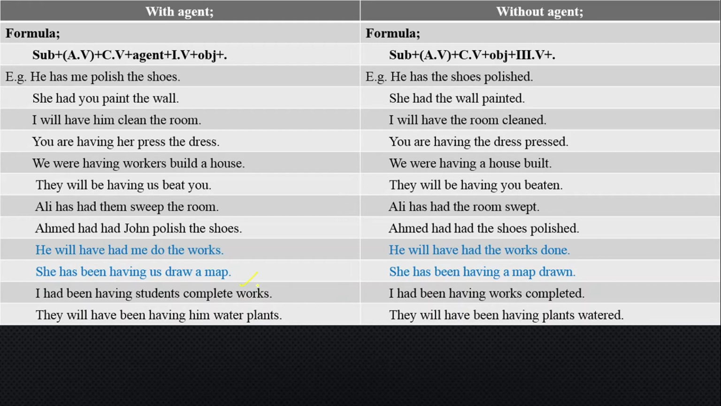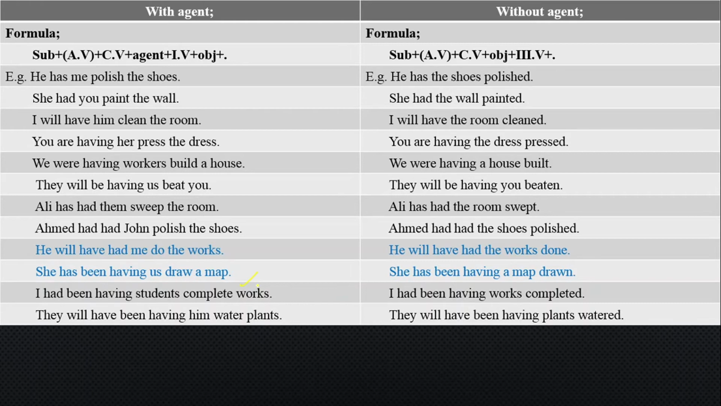I was having students complete works. I was not having students complete works. Was I having students complete works? Was I not having students complete works? Wasn't I having students complete works? I will be having students complete works. I will not be having students complete works. Will I be having students complete works? Will I not be having students complete works?